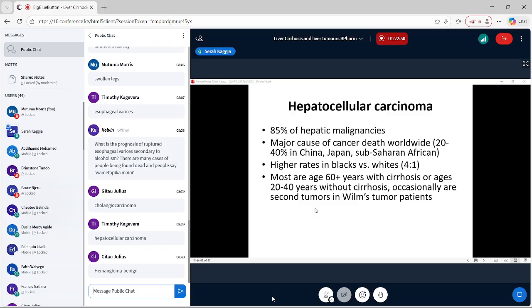Most people are 60 years and above with a cirrhotic liver, okay? Of course, now you can see the history. We could be alcoholic, causes liver cirrhosis, then eventually develops into hepatocellular carcinoma, okay? For ages of 20 to 40 years, if you see the hepatocellular carcinoma, it's not related to liver cirrhosis, okay? So it's non-cirrhotic. And occasionally we'll see liver cirrhosis secondary to another tumor like the nephroblastoma or what we call Wilms tumor. Don't worry, we'll discuss it when we go to renal.